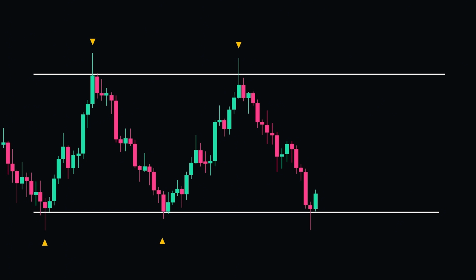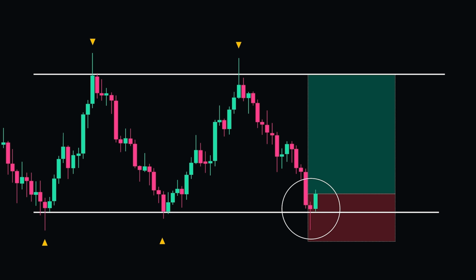We do not enter immediately on the touch. Instead, we wait for confirmation, such as a rejection wick or a strong move away from the level. Once we see that reaction, we can enter the trade. Keep in mind that you can also trade the next rejections, but with reduced risk.